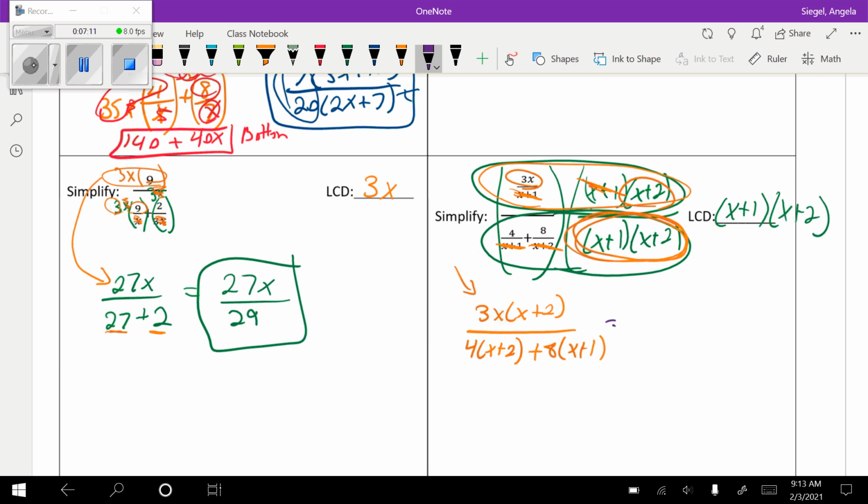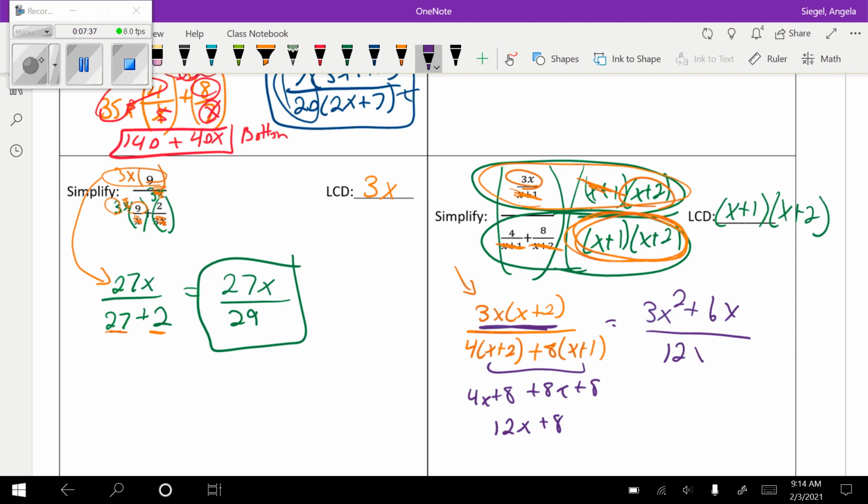So from here, again, we're just going to clean it up. So I have 3x squared plus 6x. I'm not sure. We may want to keep it in this form, or we may want to keep it in this form. So let's see what happens down here. I have 4x plus 8 plus 8x plus 8. So I have 12x plus 8 on bottom. Sorry, 12x plus 16. I can't add 8 plus 8. So I have 12x plus 16.